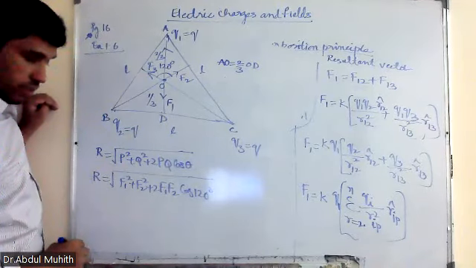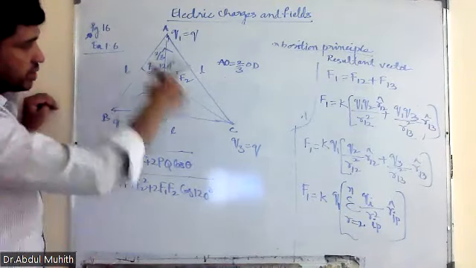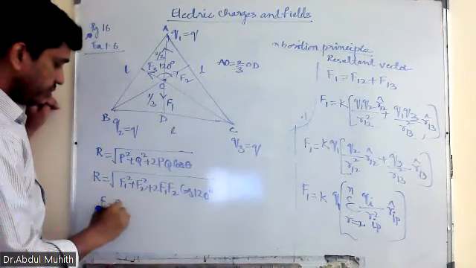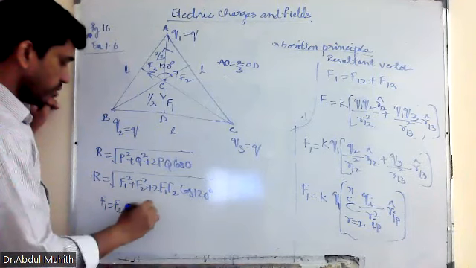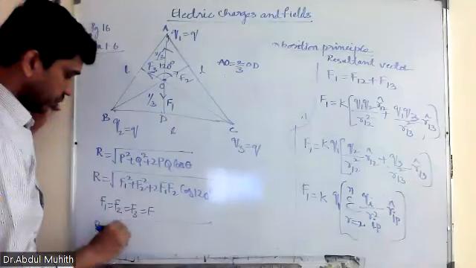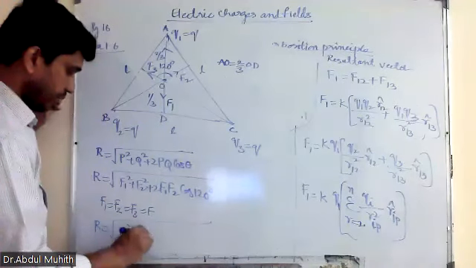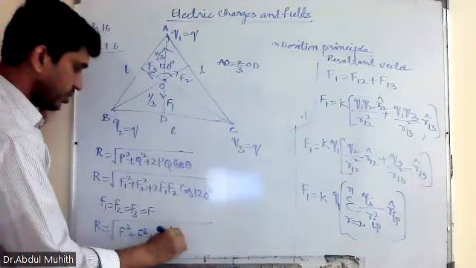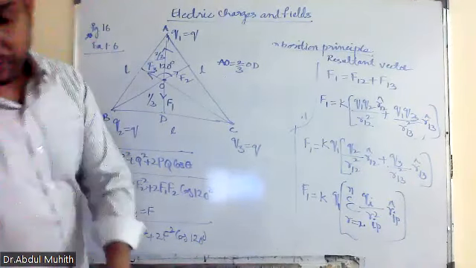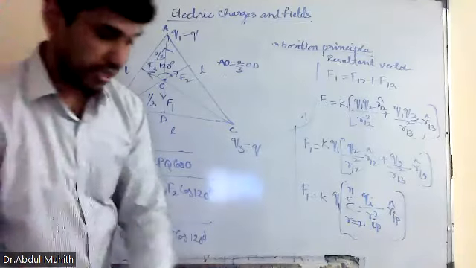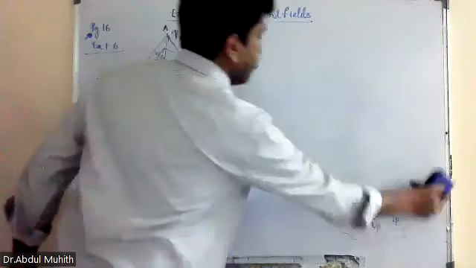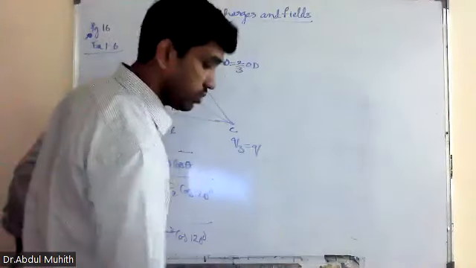Now we also know that because all the charges are equal, the forces will also be the same. F1 will be equal to F2, which will be also equal to F3, which will be equal to F. So R equal to how much? Under root of F square plus F square plus 2F square cos 120 degrees. How much is cos 120? How will you solve that?